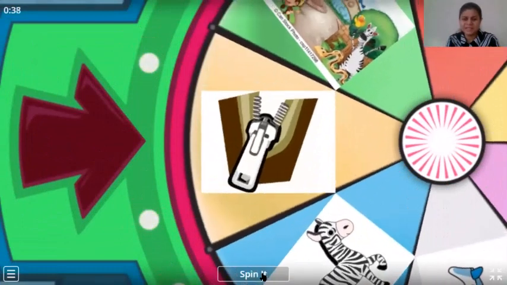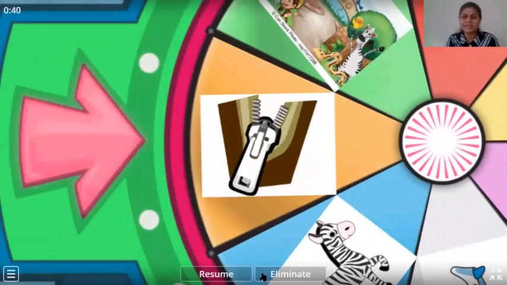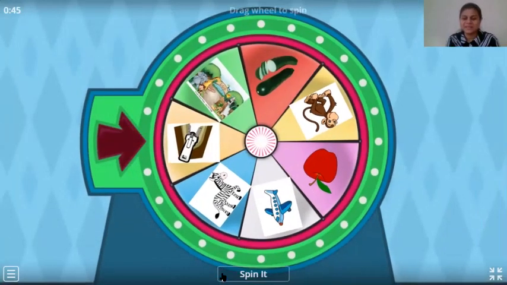Again, we have the same picture, Z, z, zip. Yes, let us resume again. Let's spin it well.